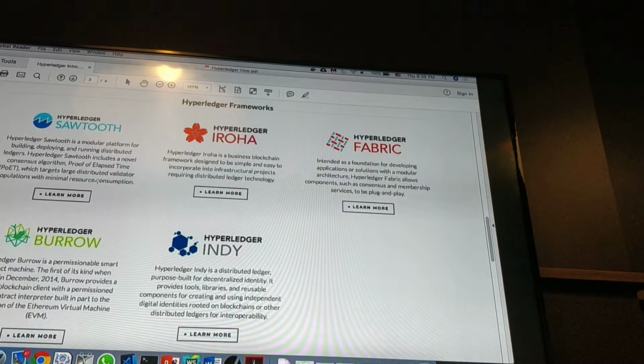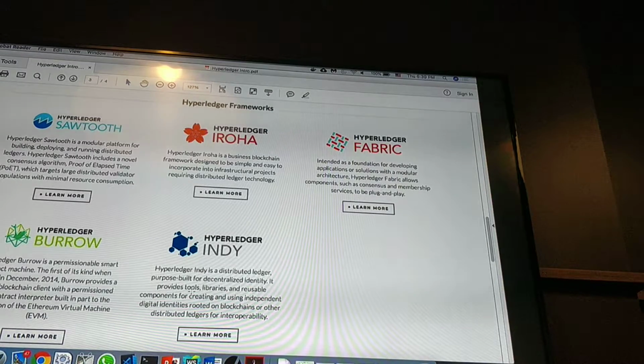All these frameworks have their own specialty. For example, Sawtooth is like a proper modular blockchain framework, so you can connect components, but it's again different in a way that it's kind of a public blockchain thing only. And I don't know about the Iroha much. Iroha, yeah. So Fabric, as you know, it's for the enterprise level.